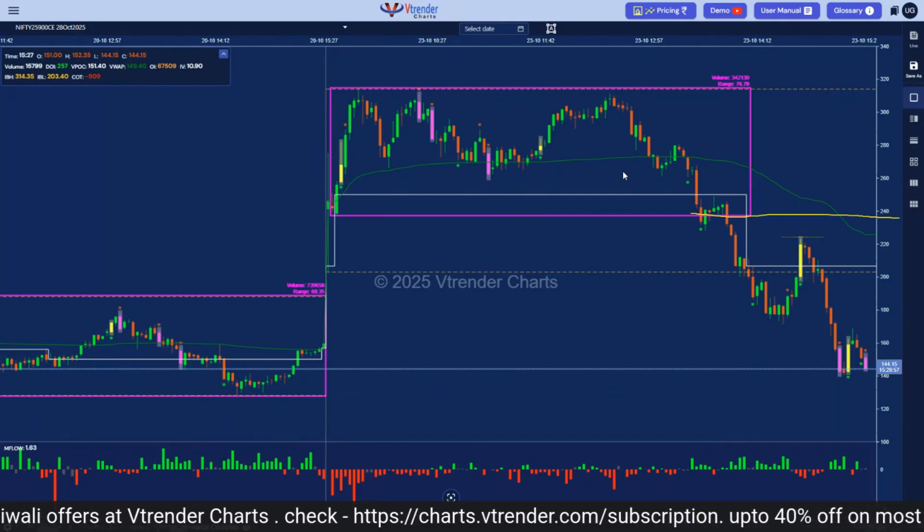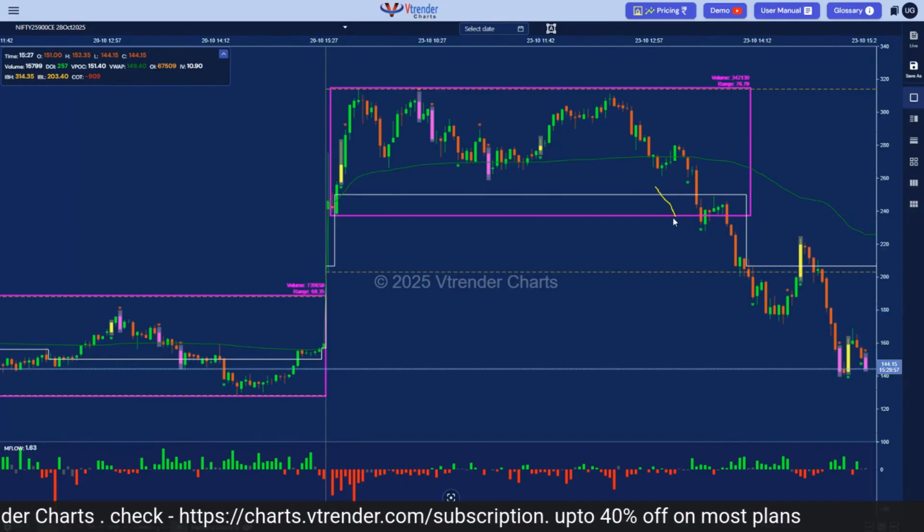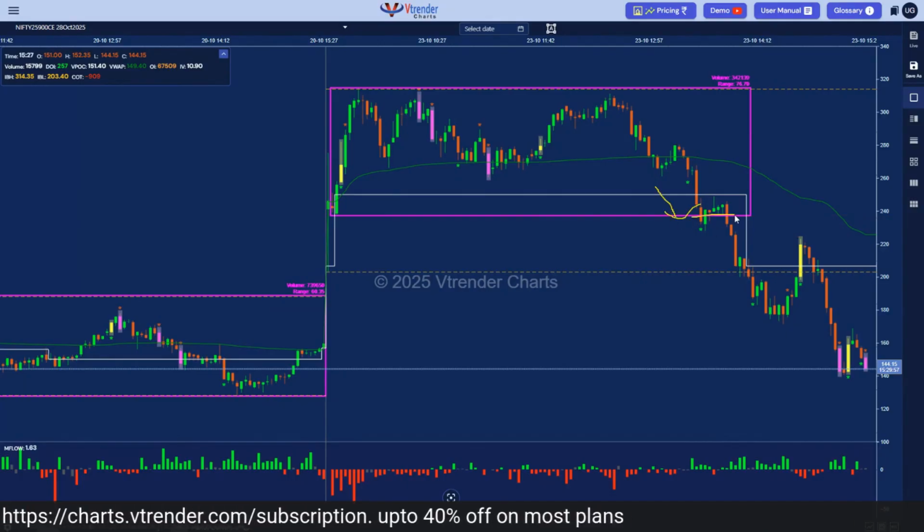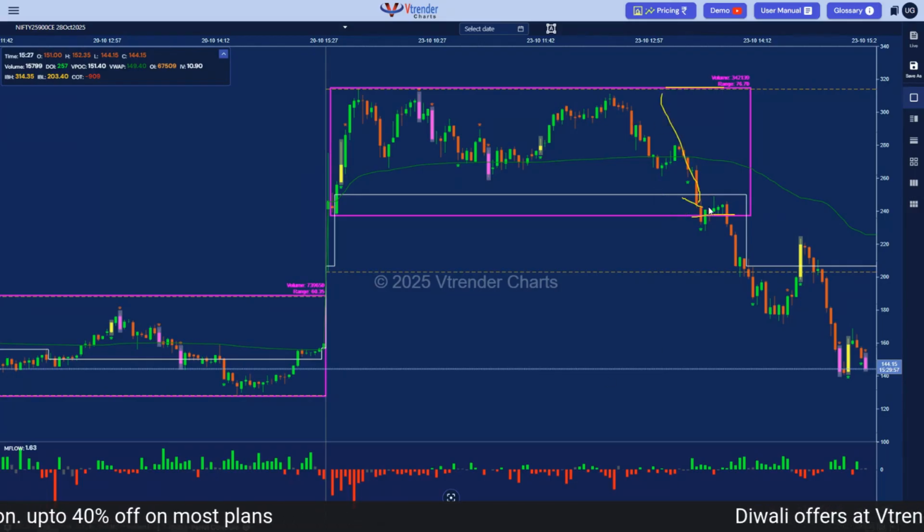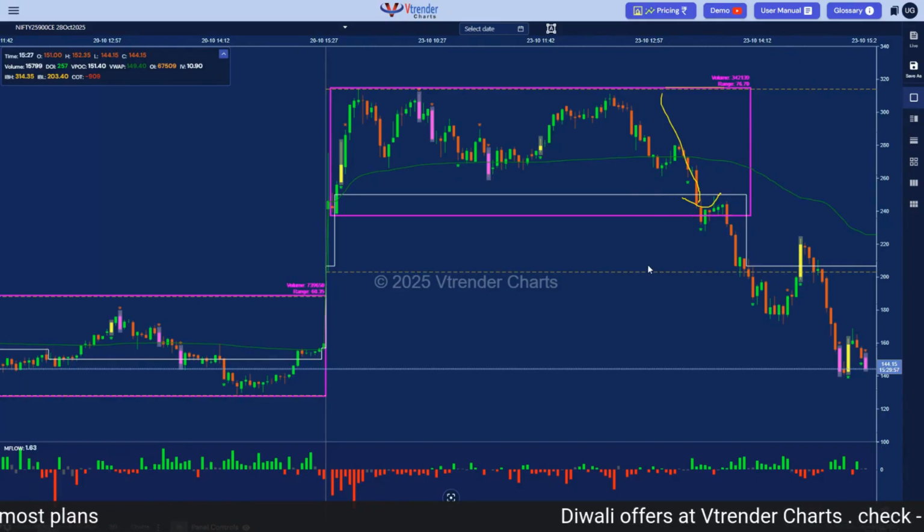So the trade using a micro balance is simple. You need to go short if we are breaking below the micro balance low. Your stop loss would be the micro balance high, and the first target would be the range of the entry and the stop loss.